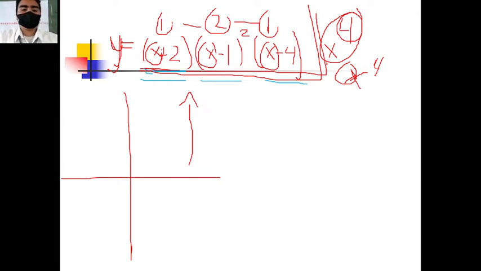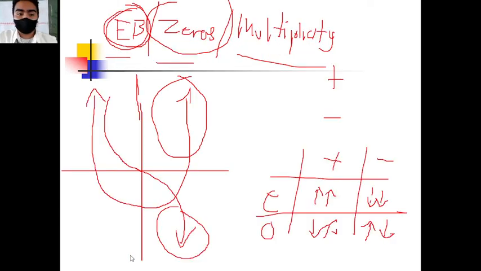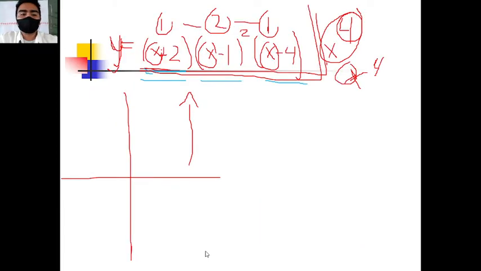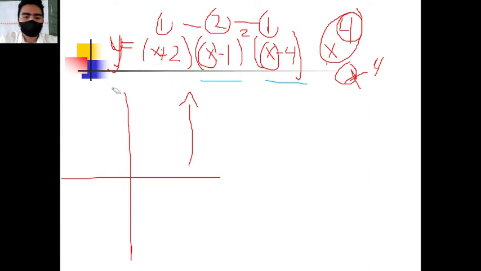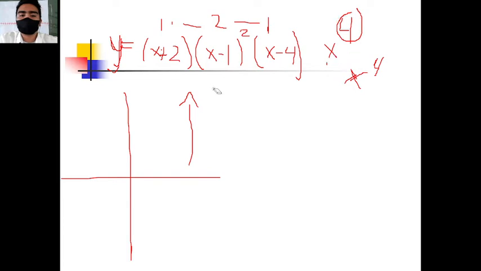From the EB, we are done getting the EB. Now, let's just go to the zeros. For these zeros, what we are going to do here is that each factor, alright, each factor, this way, alright.